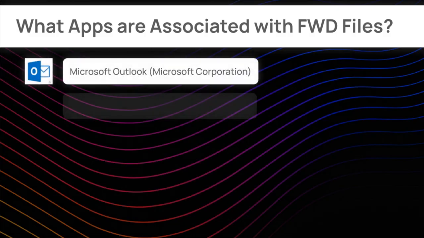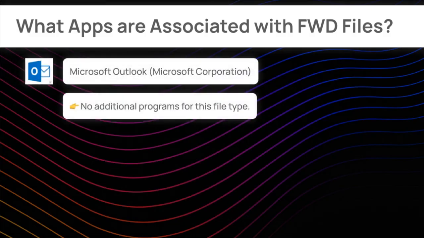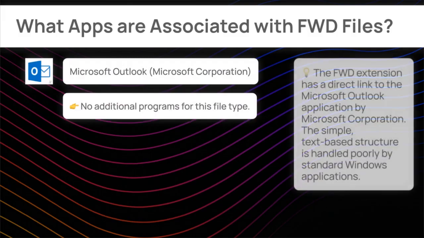The proprietary opener for the FWD file structure is typically Microsoft Outlook by Microsoft Corporation. The simple text-based structure is handled poorly by standard Windows applications. Windows provides only a simplified view, so full access relies on email-aware tools.